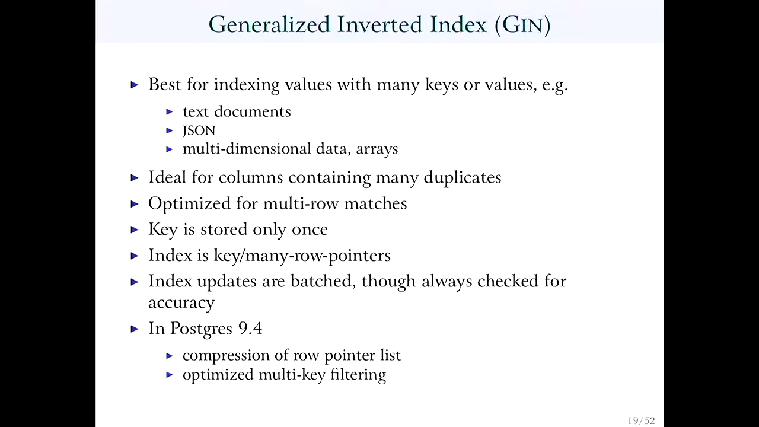Second index type, GIN. We've had this for years. Alexander Korotkov has worked very hard on improving it. It's really great for indexing values that have many keys, like text documents, JSON, multi-dimensional arrays. Also great if you have a lot of duplicates. Remember I told this gentleman about the false values, where you have like 99% false. Well, in this case, you're going to have one false and a whole bunch of rows, which is a lot more compact than the traditional B-tree, where every single row has to have a key in the B-tree index.